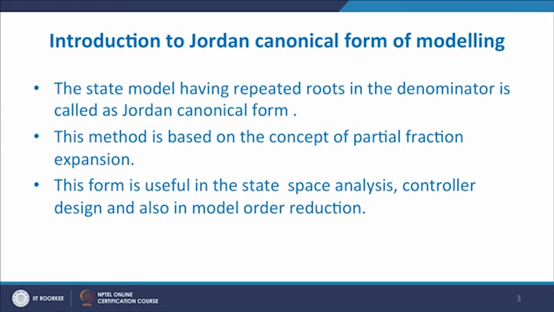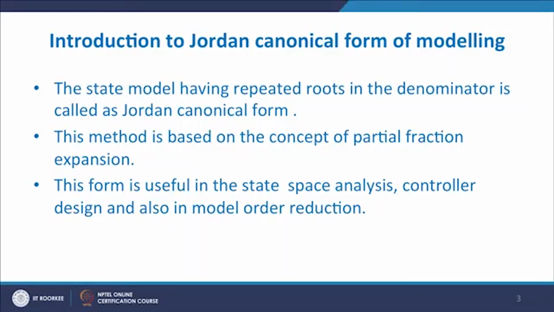Last time we have studied diagonal canonical form. Diagonal canonical form means that eigenvalues are distinct, they are not repeated. Here we are considering the case where eigenvalues are repeated. So that type of model is called Jordan canonical form. This method is based on the concept of partial fraction expansion.